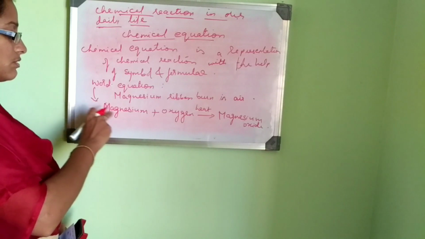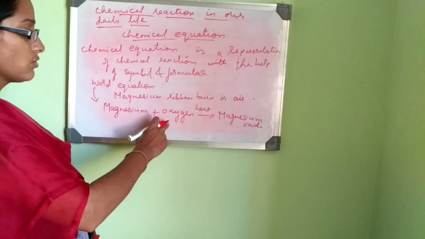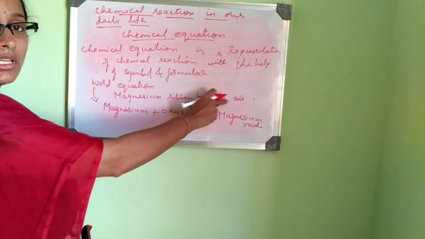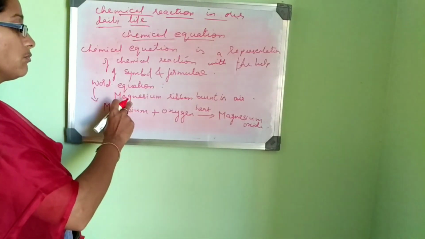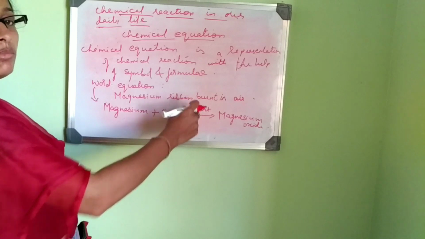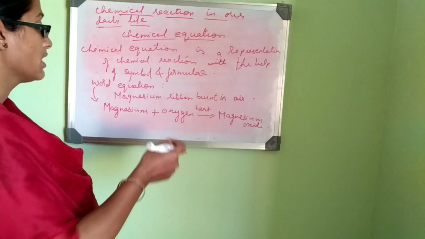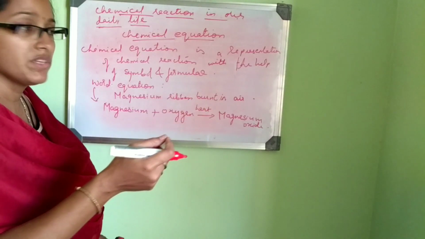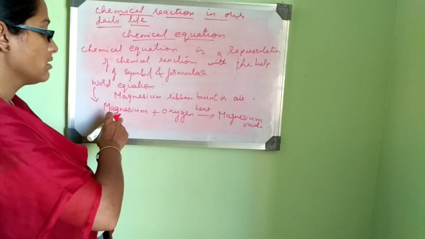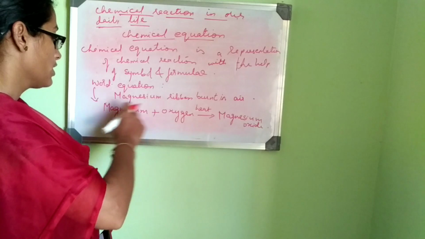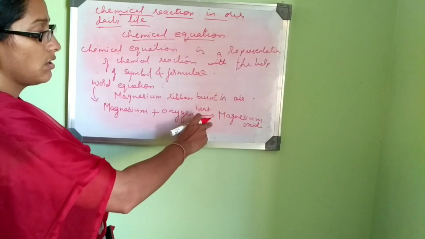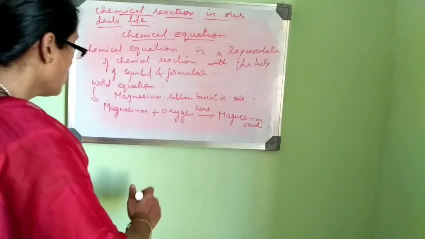So the word equation is written as magnesium plus oxygen. That is magnesium ribbon burnt in air. When we burn magnesium ribbon in air, you can see that a black smoke appears and it forms magnesium oxide. It turns into magnesium oxide. Magnesium plus oxygen upon heating gives rise to magnesium oxide.